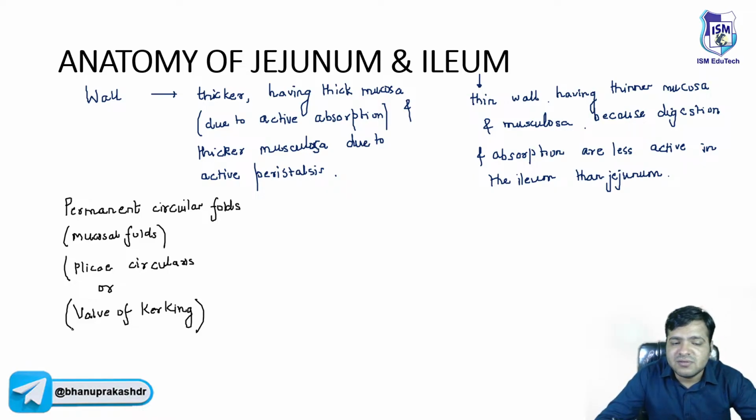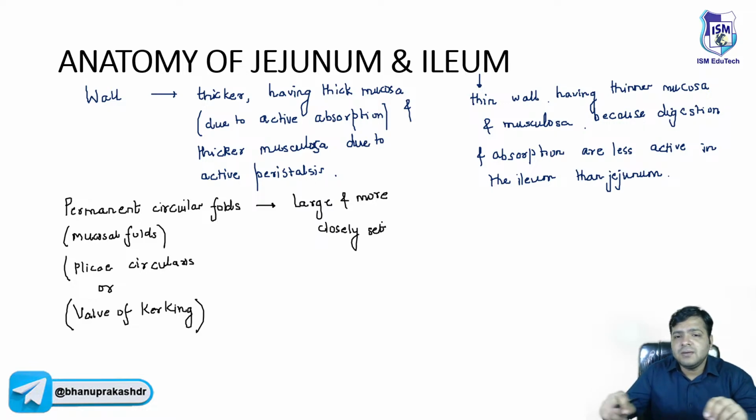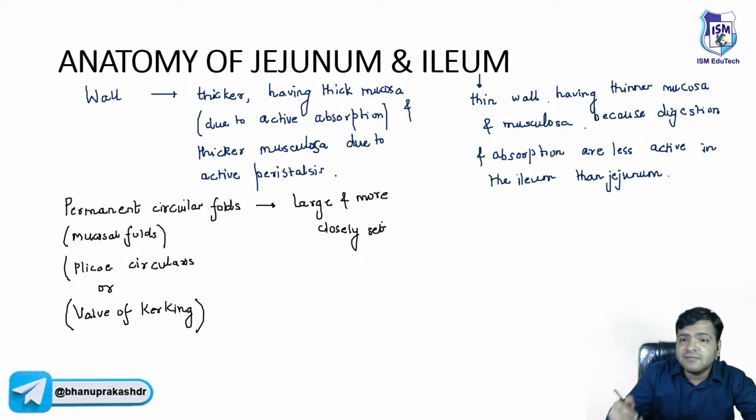So yes, we have mucosal folds. These are called plicae circularis or valve of Kerckring. So remember these permanent circular folds. They are large in case of the jejunum, and they are more closely set. They are very large in shape, and they are closer to each other. Whereas when we talk about the ileum, they have these circular folds, but they are very small, smaller and sparse.